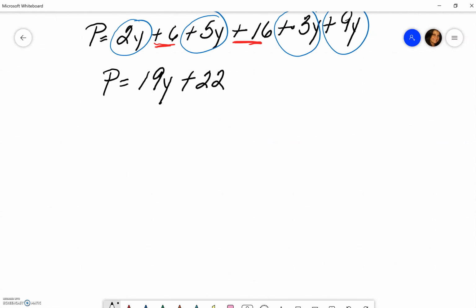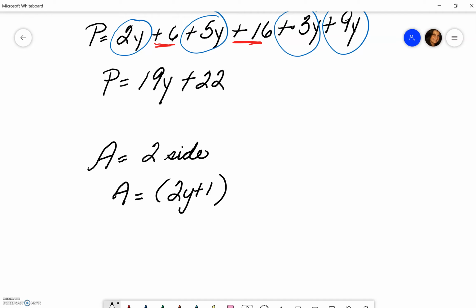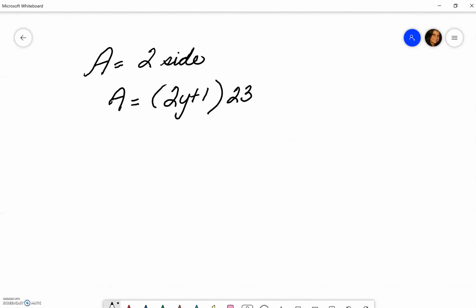Now you're going to have a word problem when you're dealing with the area. And you're just going to multiply 2 sides. So you just multiply 2 sides. So the one I had in my homework was 2y plus 1 times 23. So you could rewrite that. You could rewrite it as this. Sometimes it's easier to rewrite it so you can multiply it out and distribute it. So you just multiply here and then here.